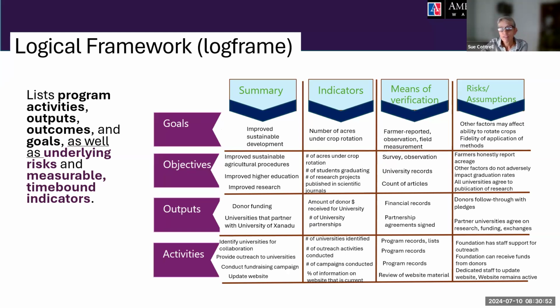So you have the summary. It's not going to be as in-depth as a logic model, but you have your goals. For example, improve sustainable development. An indicator of that could be the number of acres under crop rotation, with a means of verification of farmer-reported observation or field measurement. The risks and assumptions are that other factors may affect the ability to rotate the crops, and the fidelity of the application of the methods is critical. This goes down from goals to objectives. We've gone through these now in the logic model, the outputs and the activities, but you can see it's a summary. It is not as in-depth as a logic model is.